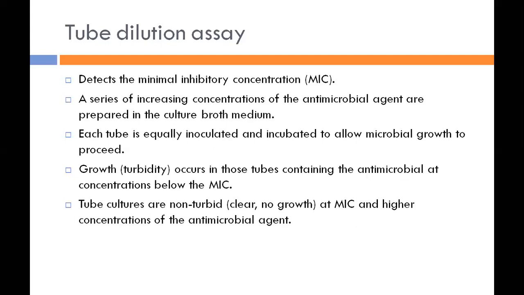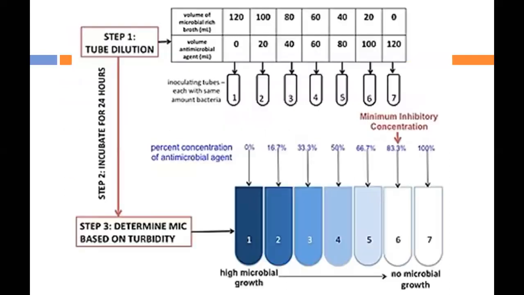So let's understand this further. What do they mean by this procedure? In the next slide, you can observe a picture. In that there is one table with 2 rows. If you observe the second row of that table, it denotes the volume of antimicrobial agent, and it is increasing from 0 to 20 to 40 to 60 to 80, 100 and 120. The first row is about the volume of nutrient broth. As the volume of antimicrobial agent is increasing, the nutrient broth volume is decreasing, because you have to keep the total volume same, that is 120 ml.